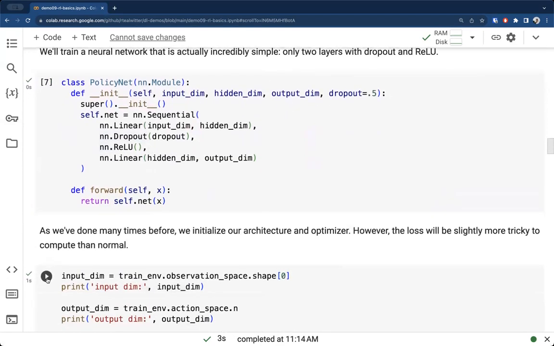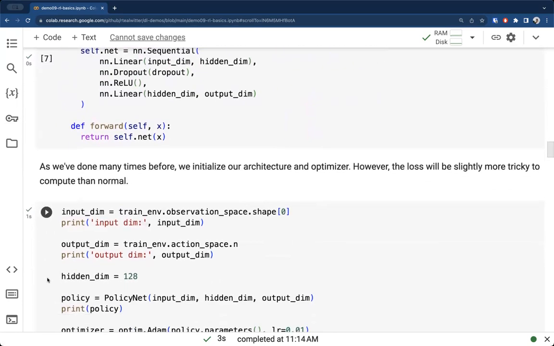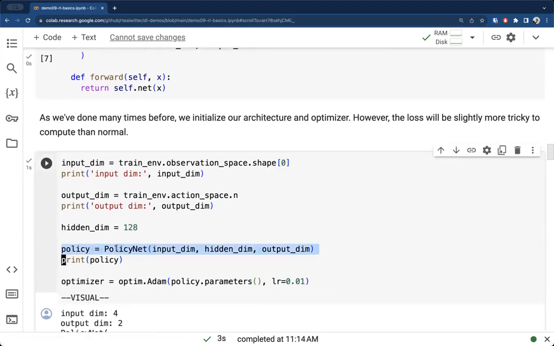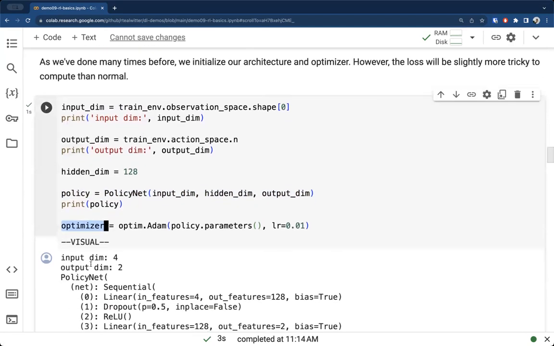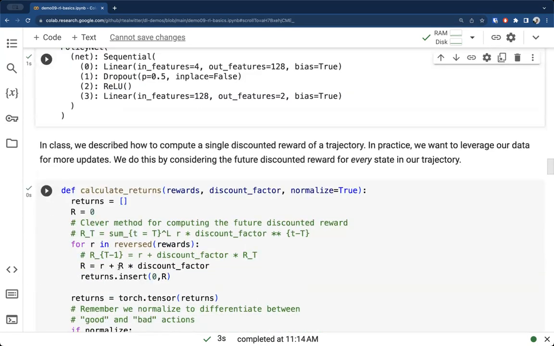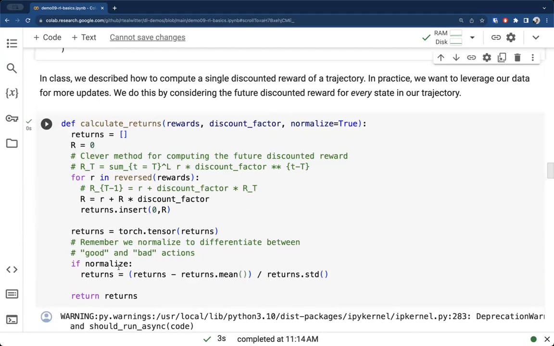As we've done many times before, we'll initialize our architecture and our optimizer, but our loss will be slightly more tricky to compute because we have to take an expectation with this log derivative of the policy actions. So here we just have our policy. Normally we would call it model, but I'm calling it policy today, and our optimizer, which optimizes over these. The input dimension of our network is 4 because that's the size of the state space, and the output dimension is 2 because that's the size of the action space. We described how to compute the single discounted reward of a trajectory above and in class and in Chinmay's notes.